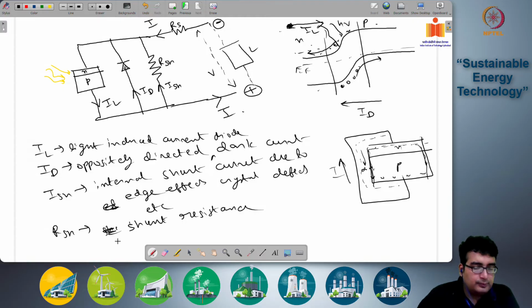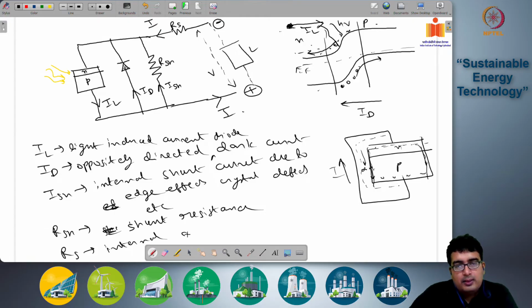And RS is the internal series resistance. So this internal series resistance is the resistance of these electrons to move to the collector area at the top and the holes to go to your bottom collector area. So internal resistance of this material.